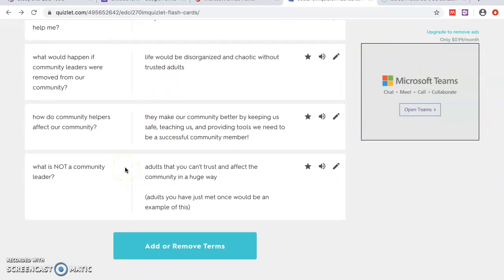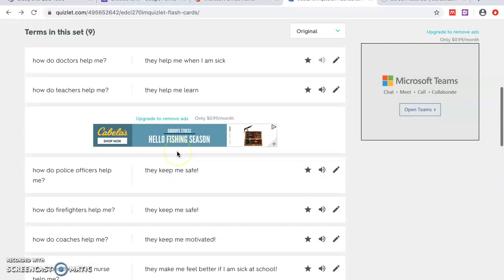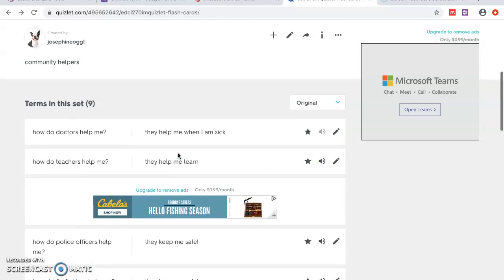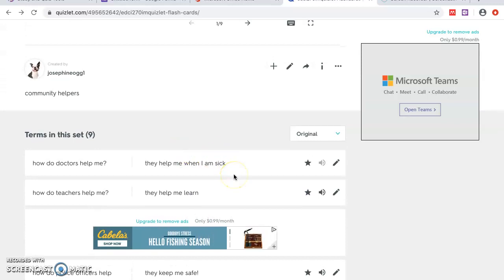And of course, I have an anti-example. What is not a community leader? And so I just kept it really short and sweet because they are kindergartners. So yeah.